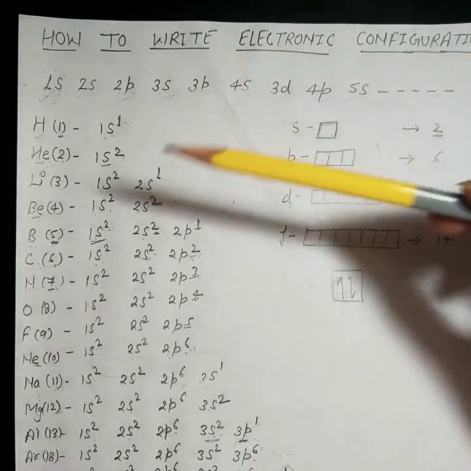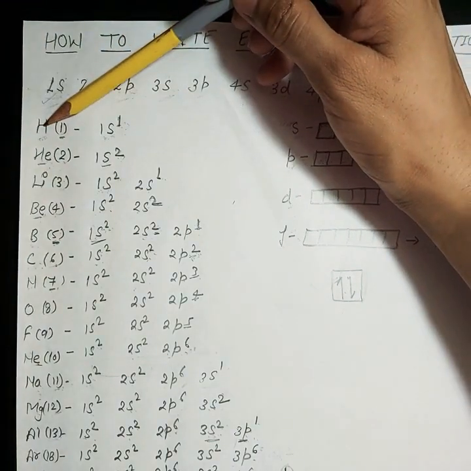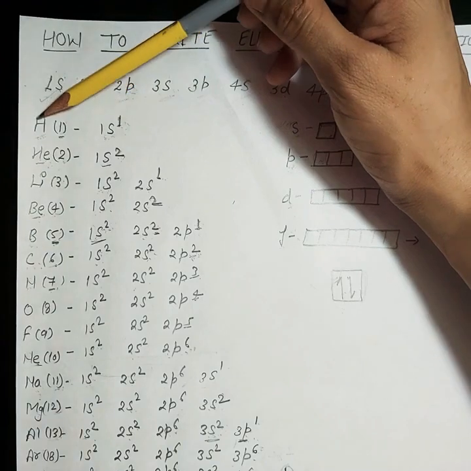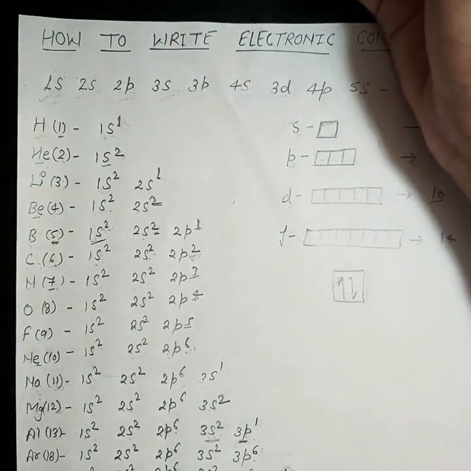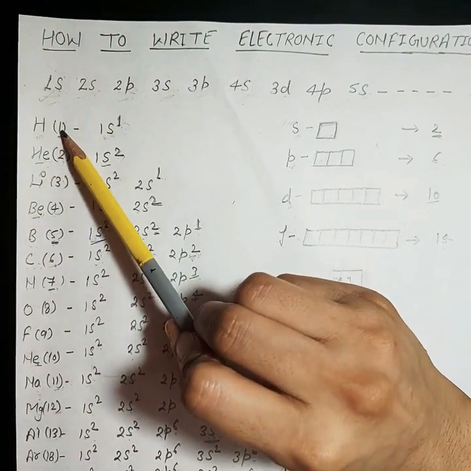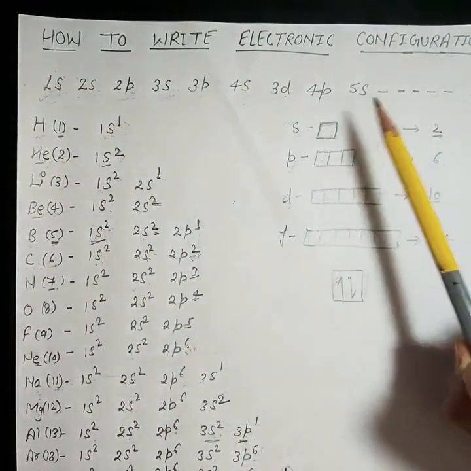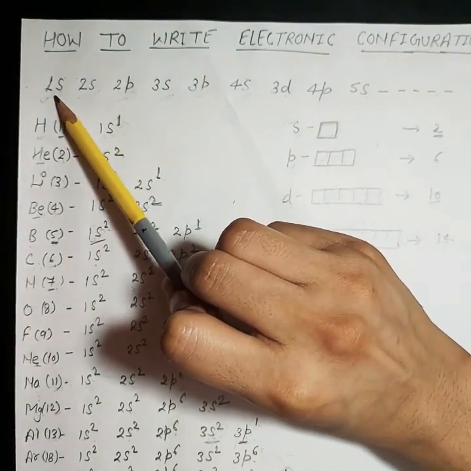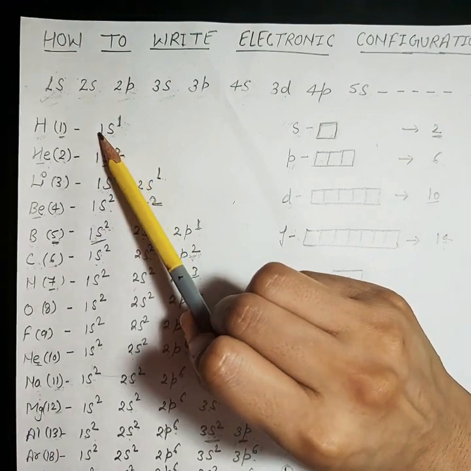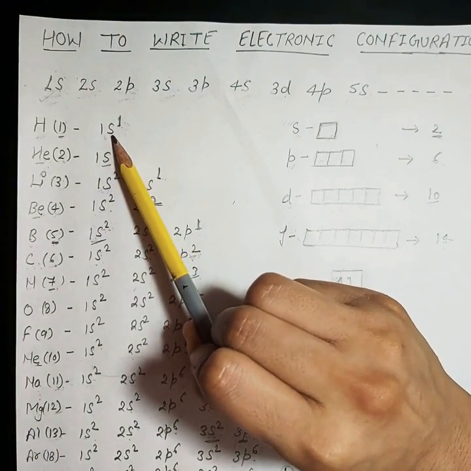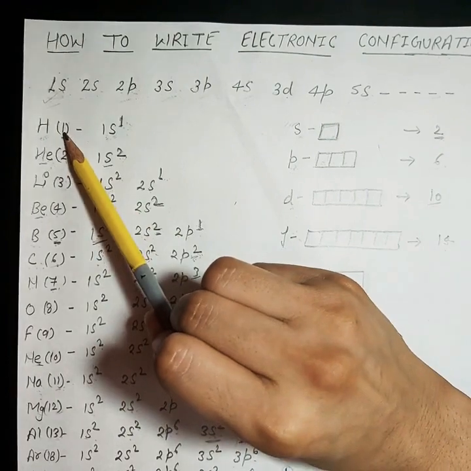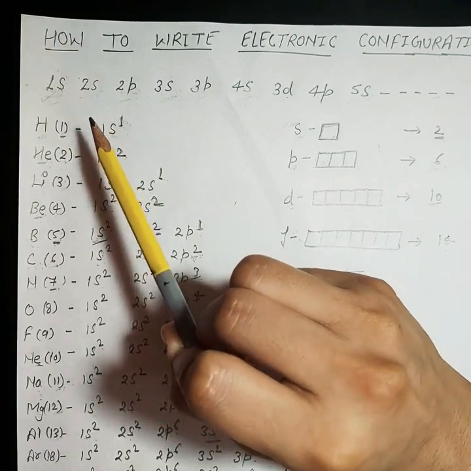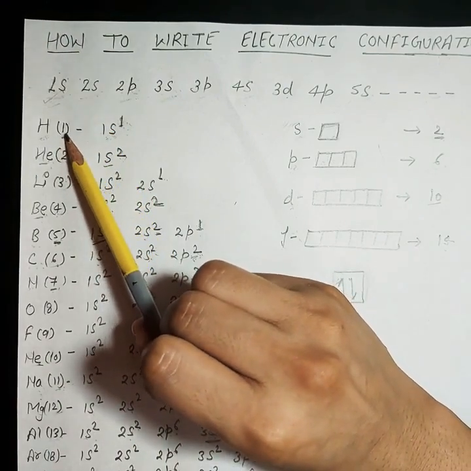Suppose we want to write the electronic configuration for hydrogen. Hydrogen has 1 electron, because its atomic number is 1. For the distribution of 1 electron, obviously we will follow this order, so we will start from here. We will use the 1s suborbit first, so we will write 1s. Now in 1s, how many electrons do we have to distribute? Only 1 electron, so we will write 1s1. Why 1? Because we want to distribute only a single electron.